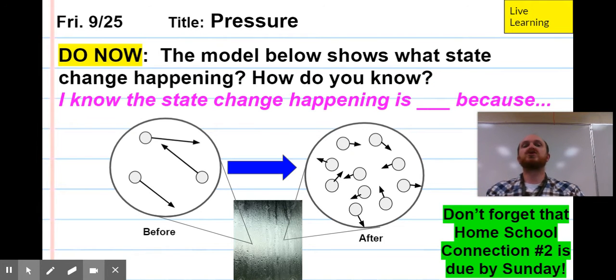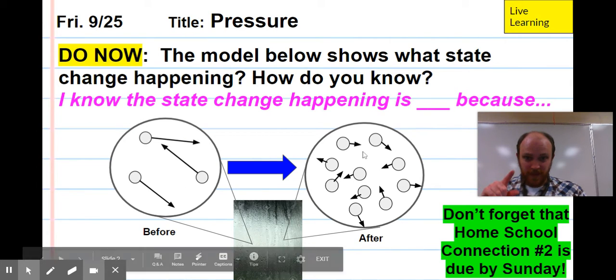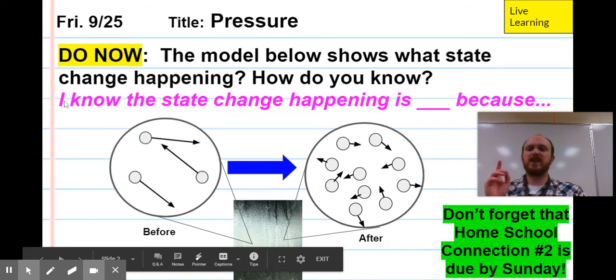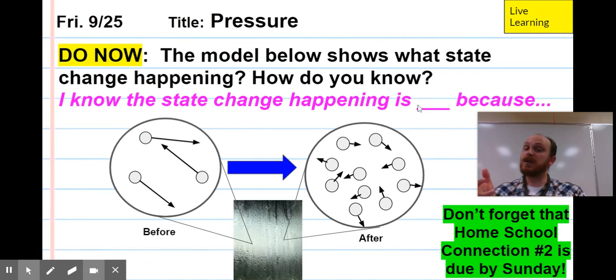The model below shows what state change is happening. How do you know? This is based on what we did yesterday. So here's a model looking at the before, the after. You're looking at the particles, their spacing, their arrows, trying to figure out what state these are in. This is one state. This is a different one. You might pause this video in a second and say, I know the state change happening is what? Evaporation, melting, freezing, all the other ones. Which one is it? Because, etc.